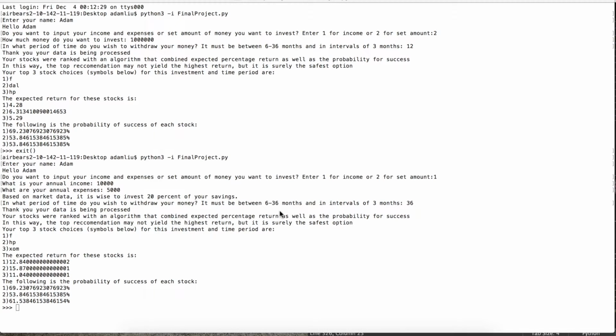After getting these values, it is important to note that the stock with the highest percentage return is not necessarily the highest recommended stock, because the probability of success is also taken into account. And that's how our project works.